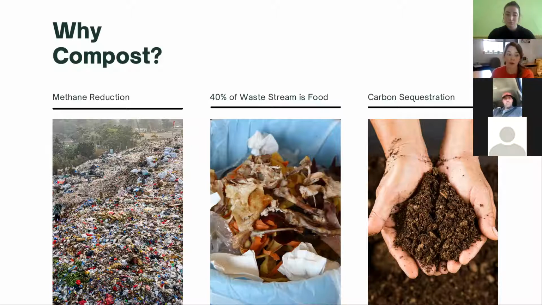Composting also really assists with carbon sequestration. Carbon is stored in compost in the soil and is thus not released into the air. Additionally, food waste has a lot of value by providing nutrients back into the soil during the composting process. But I won't go too much into that. I'm going to let the experts go more into that. That's the juicy stuff.